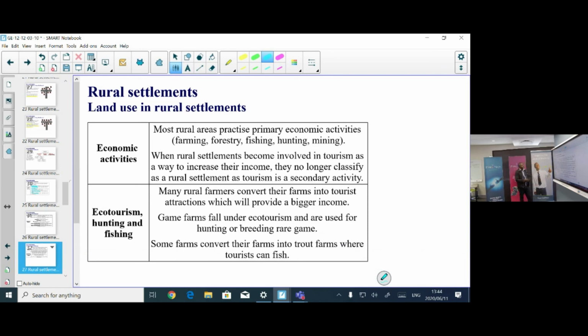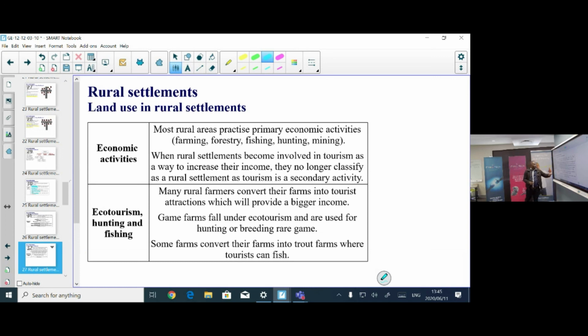Then rural settlements, land use in rural settlements. We have two land uses there. Economic activities. Most rural areas practice primary economic activities: farming, forestry, fishing, hunting, mining. When rural settlements become involved in tourism as a way to increase their income, they are no longer classified as rural settlement, as tourism is a secondary activity.